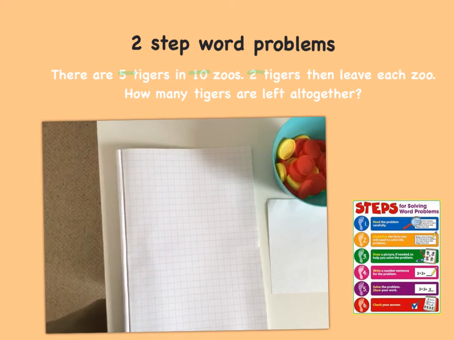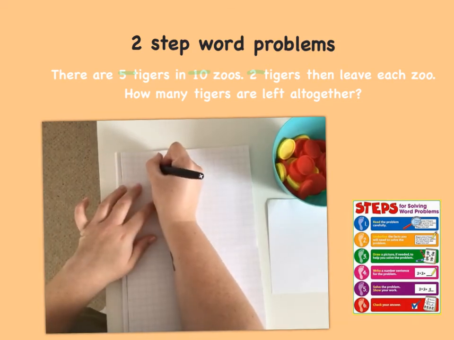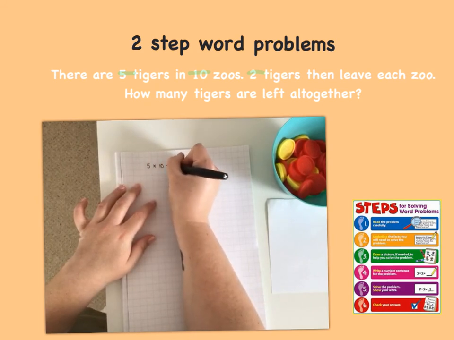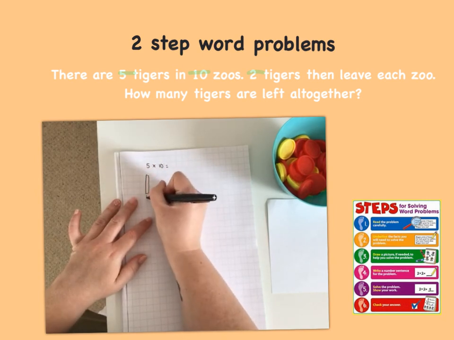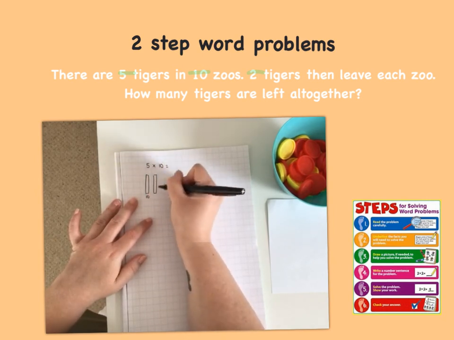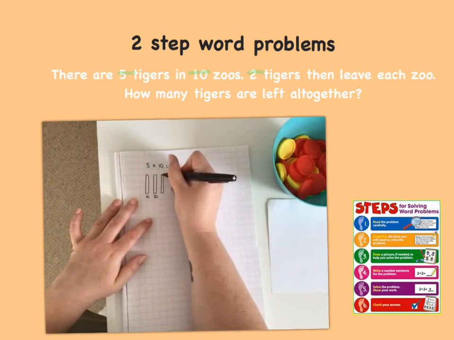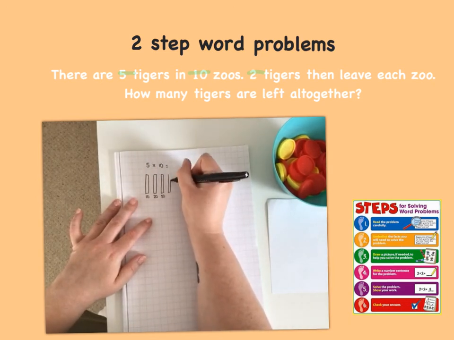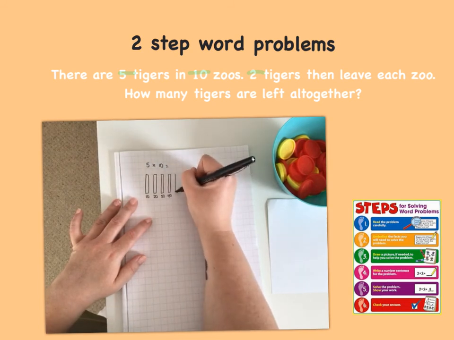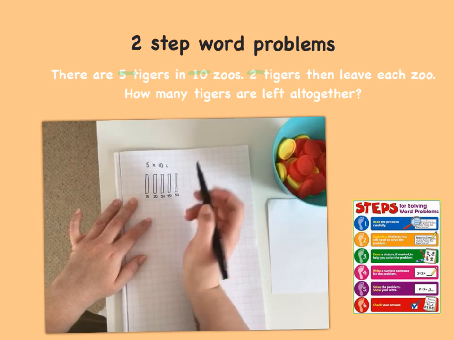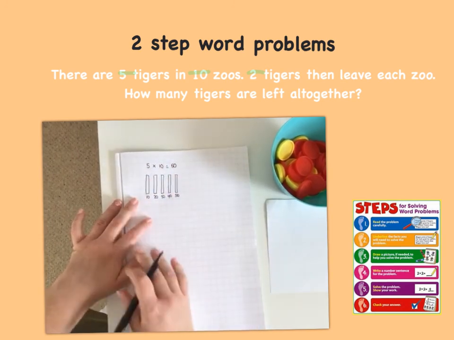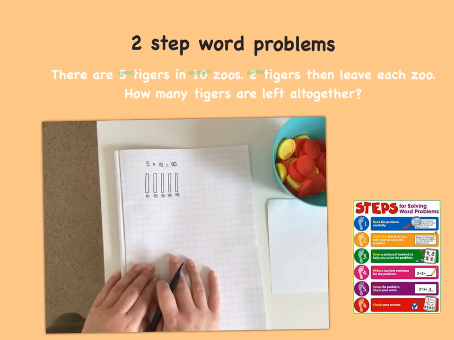So let's look at the first bit. There are 5 tigers in 10 zoos. So that means we need to find out how many there are altogether. That's a lot of 5s. So I've got 5 times 10. I'm going to draw my towers of 10 to help me. I've got 10, 20, 30, 40, 50. Counting tens, 10, 20, 30, 40, 50. So that means there are 50 tigers in the 5 zoos.